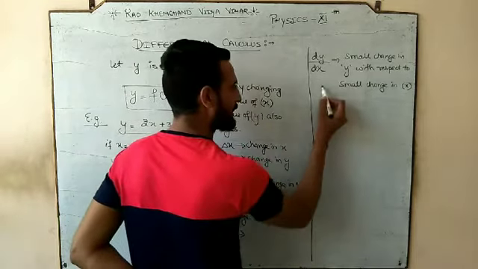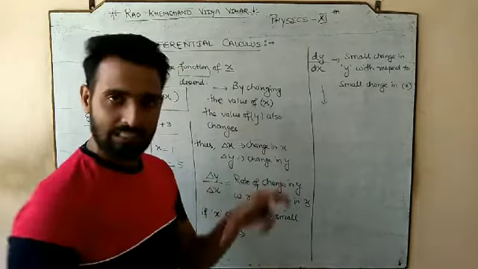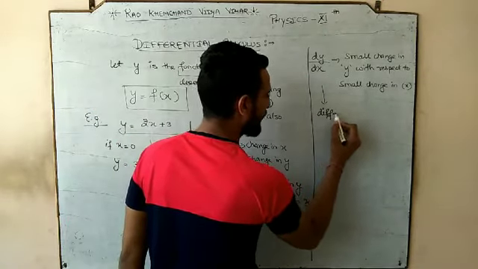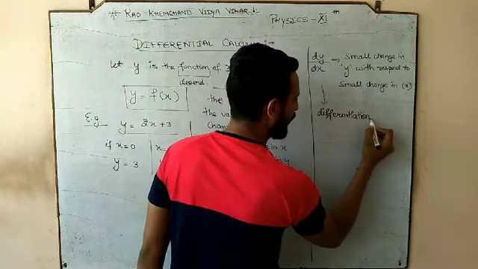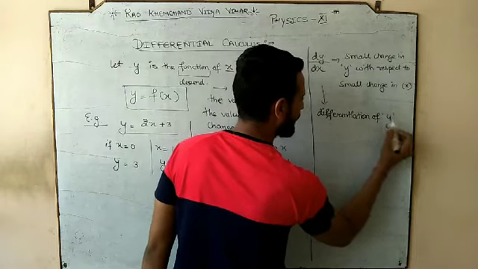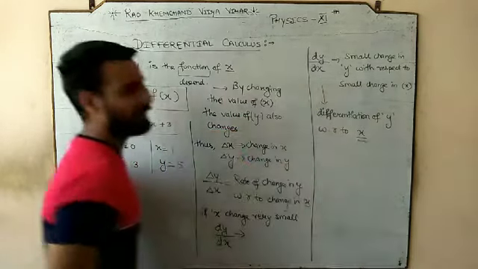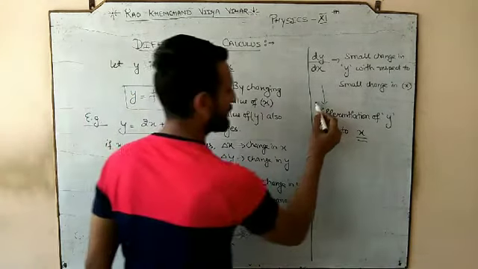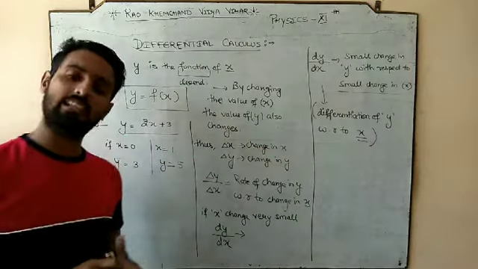And in mathematics, when we talk in terms of mathematical language, what are we doing? We are doing differentiation of y with respect to x. Mathematics calls this ratio in this manner, or in simple language you can call this in this manner.